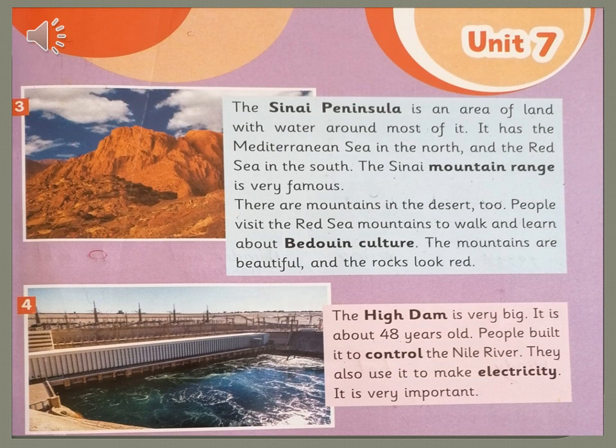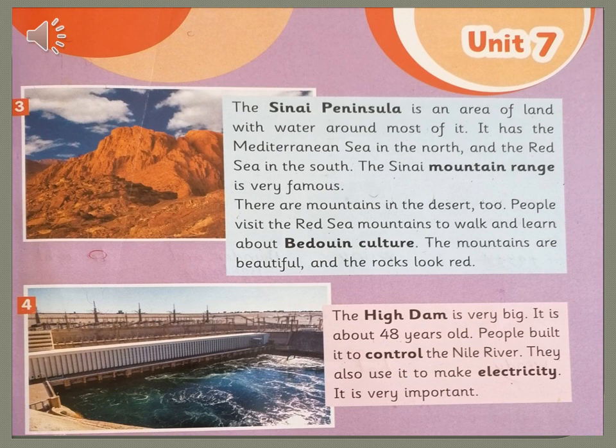Now we are on page 9, number 3, the third place, the Sinai Peninsula. The Sinai Peninsula is an area of land with water around most of it. It has the Mediterranean Sea in the north and the Red Sea in the south. The Sinai mountain range is very famous. There are mountains in the desert too. People visit the Red Sea Mountains to walk and learn about Bedouin culture. The mountains are beautiful and the rocks look red.